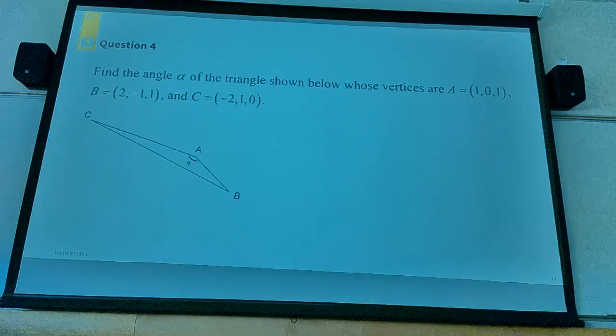All right, we're given a triangle. We're pretending that that is a three-dimensional triangle. We're using our imagination. We want to find the angle alpha. How would you do it?